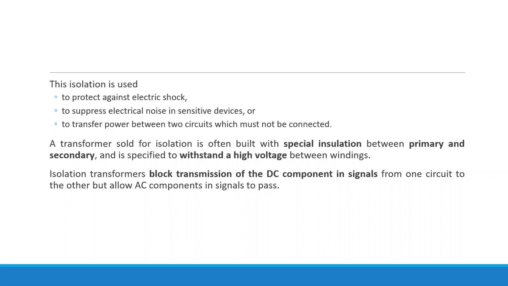So from the construction point of view, there will be some special insulation introduced between the primary and secondary winding. This isolation transformer would block transmission of the DC components in a signal from one circuit to another circuit, and it is going to allow the AC component in signals to pass. So basically it is isolating the two circuits, power from the load, and it is going to block the DC component and allow the AC component to pass from primary to secondary. Basically you can think in that way.